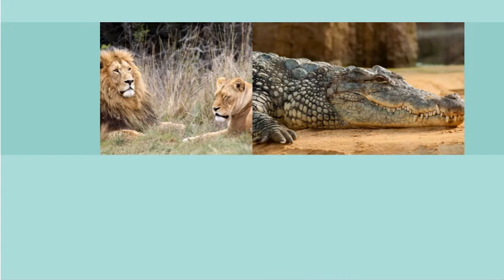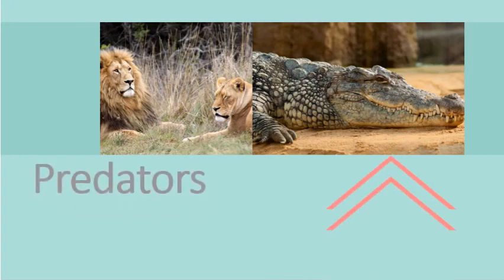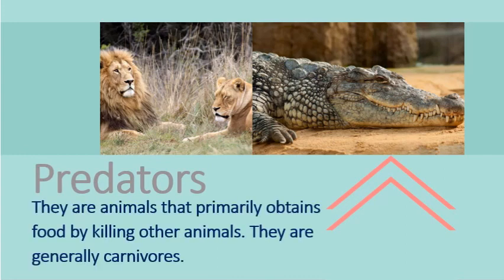Predators are animals that primarily obtain food by killing other animals. They are generally carnivores. Look at the picture. We have here a lion and a crocodile. Both of them are predators.